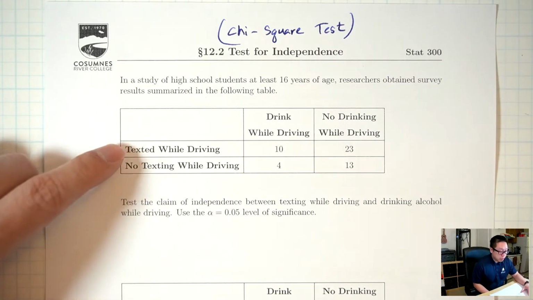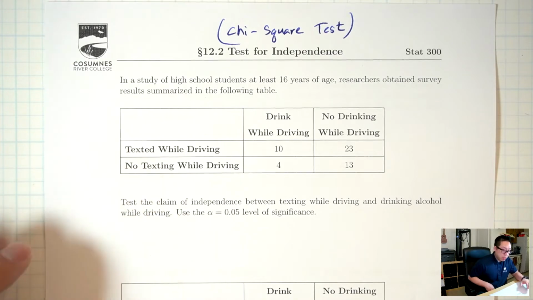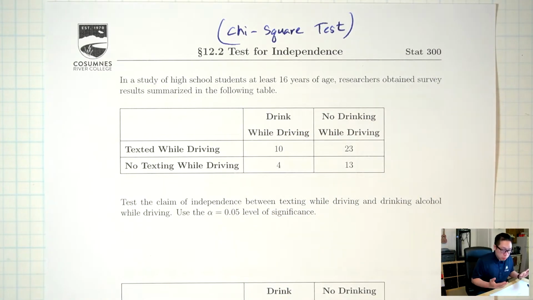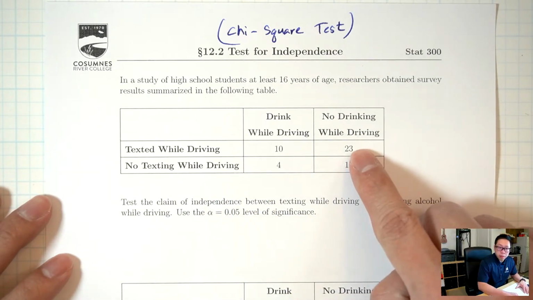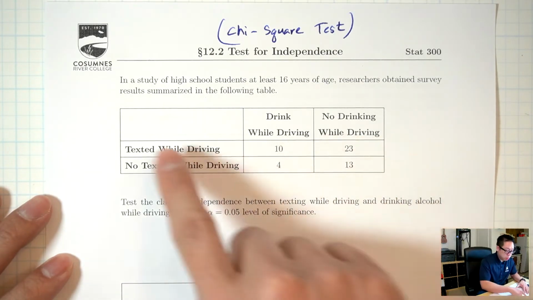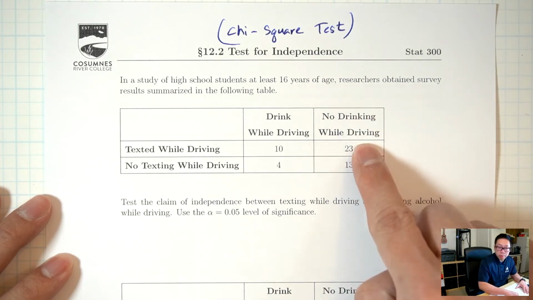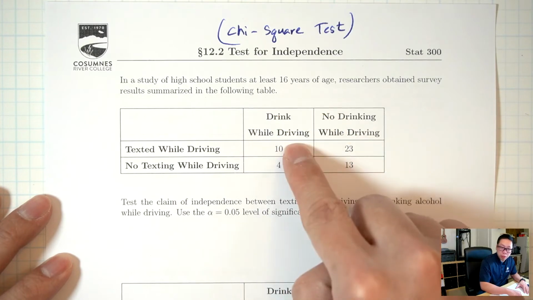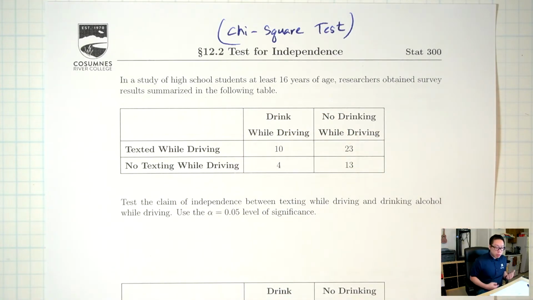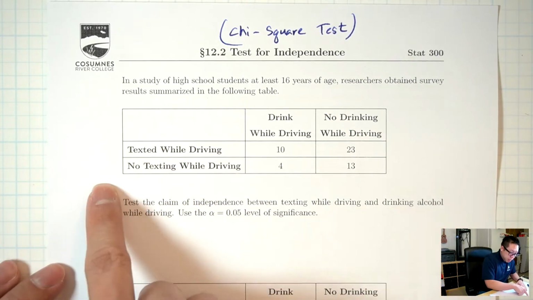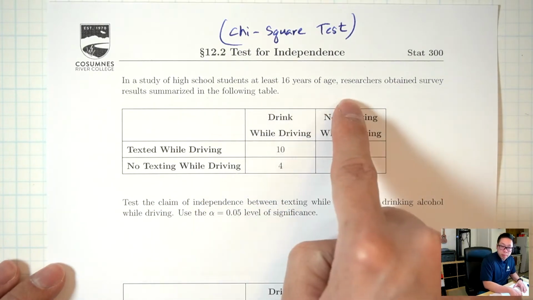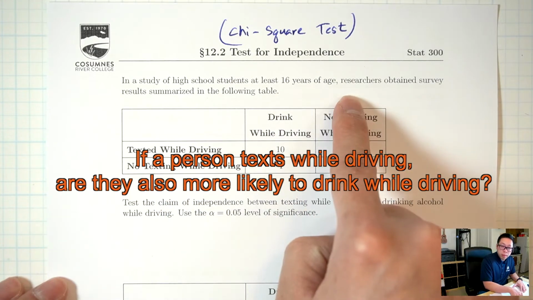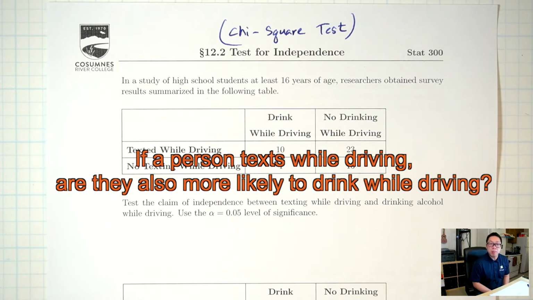We're asking, do you text and drive? Yes or no. And do you drink and drive? Yes or no. And what do these numbers mean? This 23, for instance, means there's 23 people who text and drive but don't drink and drive. This 10, there's 10 people who text and drive and also drink and drive. Horrible people. And the question we're asking here is, is texting related at all to drinking? In other words, is texting independent or not independent from drinking? And this is why this is called a test for independence.